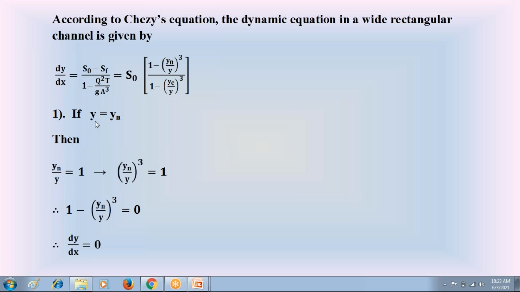First, if the depth of flow y is equal to the normal depth yn, what is this dy by dx?